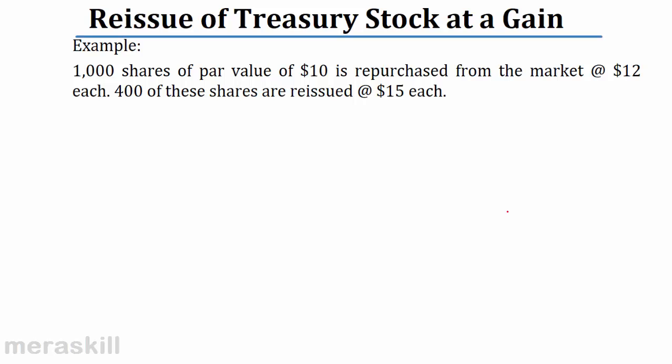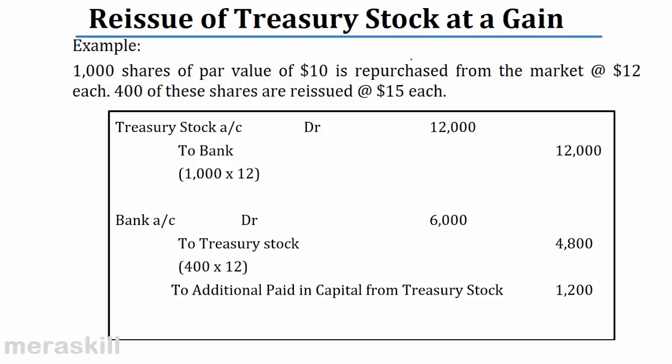Reissue of treasury stock at a gain. Say for example, 1000 shares of par value of 10 is repurchased from the market at the rate of $12 each. 400 of these shares are reissued at $15 each. So we had already made entries for this 1000 shares repurchased at $12, right? Treasury stock 12,000 to bank 12,000. This was our first entry. No problem here. Now, out of this 1000 shares, 400 of these shares are reissued for 15.